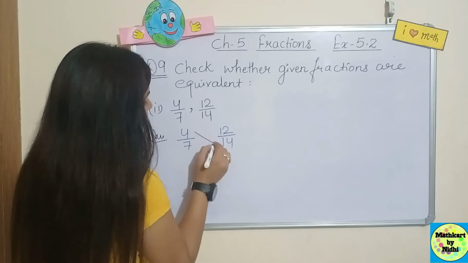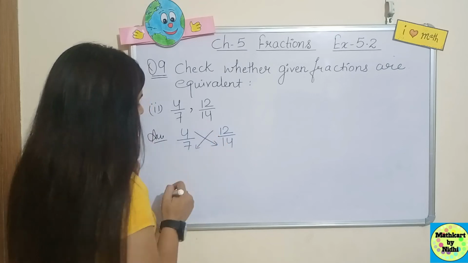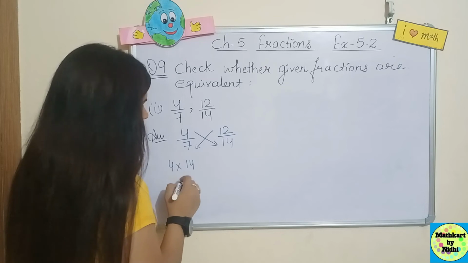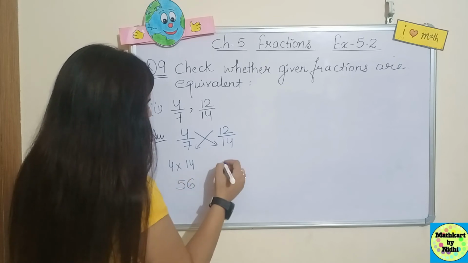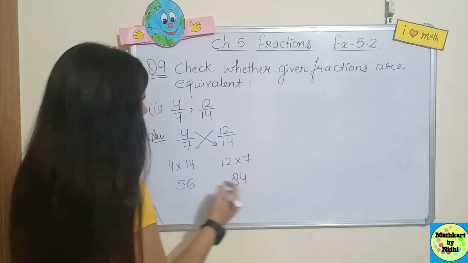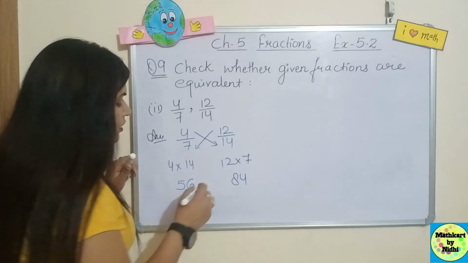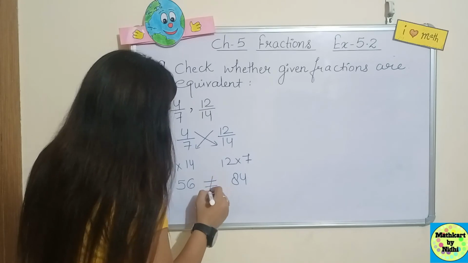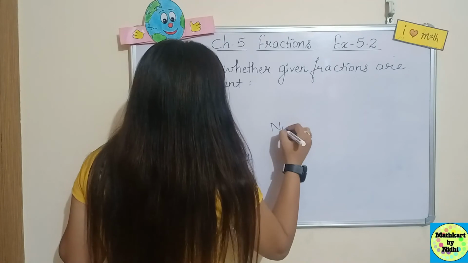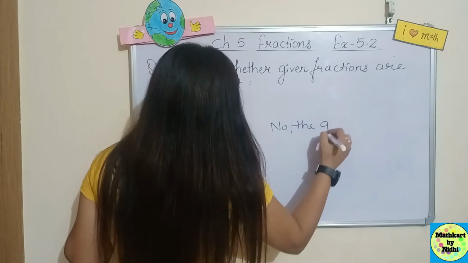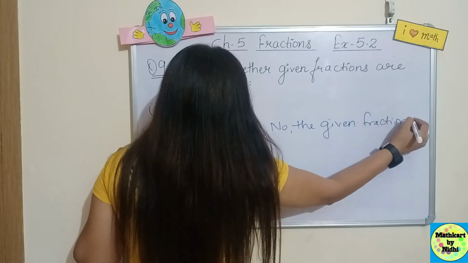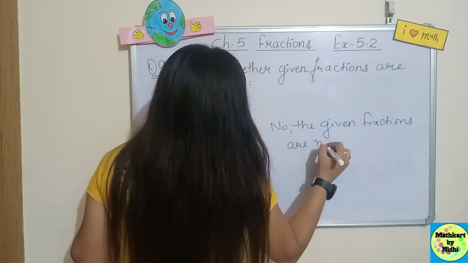So 4 will be multiplied by 14 and 12 will be multiplied by 7. 4 multiplied by 14 will be equal to 56, and 12 multiplied by 7 will be equal to 84. Are they equal? No, they are not equal. This is the sign of not equal. So we can write down, no, the given fractions are not equivalent.